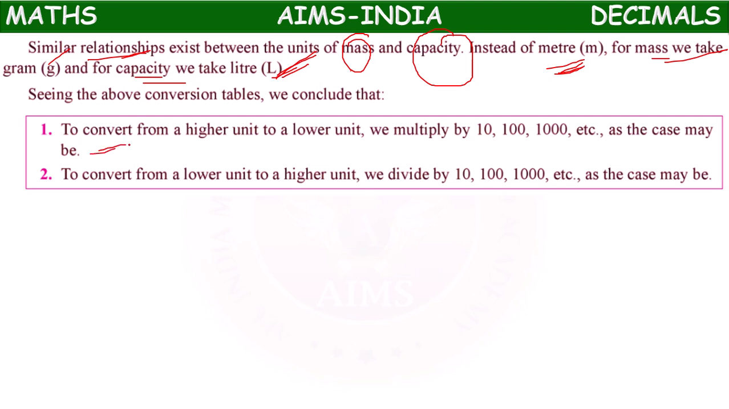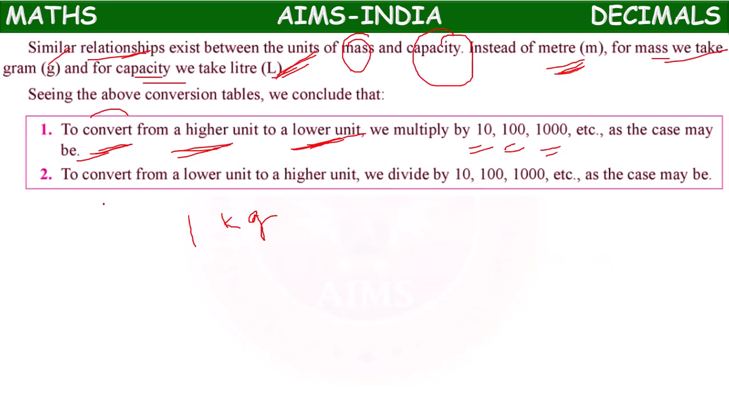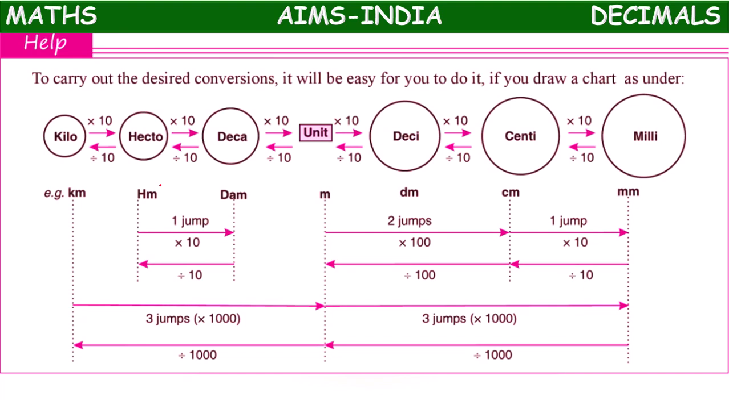If you want to convert from a higher unit to a lower unit, suppose I have 1 kg, we multiply by 10, 100, 1000, etc. To convert from lower to higher, we have to divide by 10, 100, 1000, etc., according to the case. Let's see through this example. To carry out desired conversions, we have to remember this.